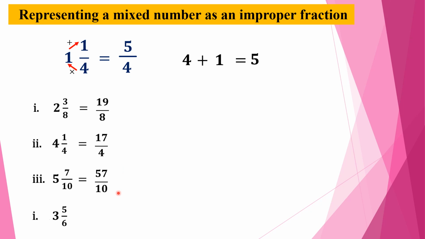Last example. This should be 4, and 6 times 3 is 18. 18 plus 5. 18 plus 5 is what? 6 times 3 is 18. 18 plus 5 is 23. So the numerator is 23 and the denominator is the same as this one. The denominator is 6. So 23 over 6.